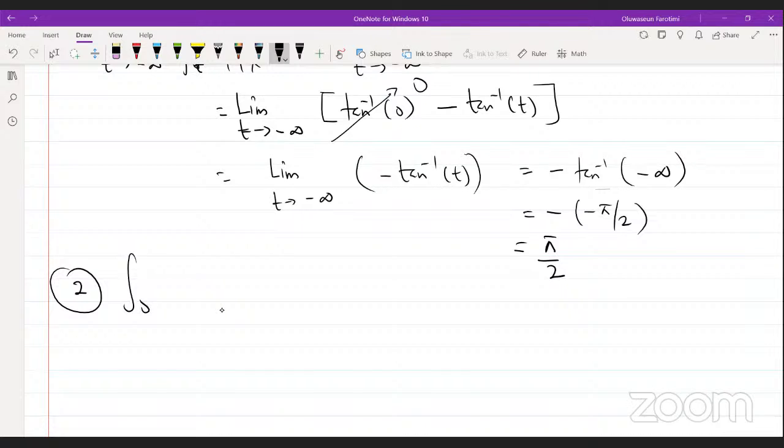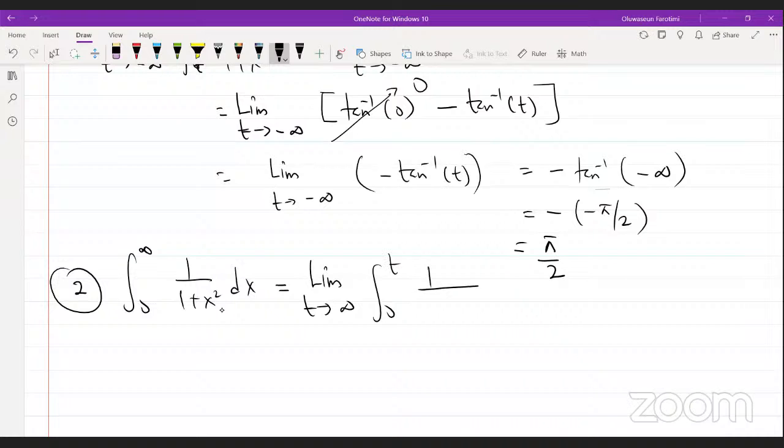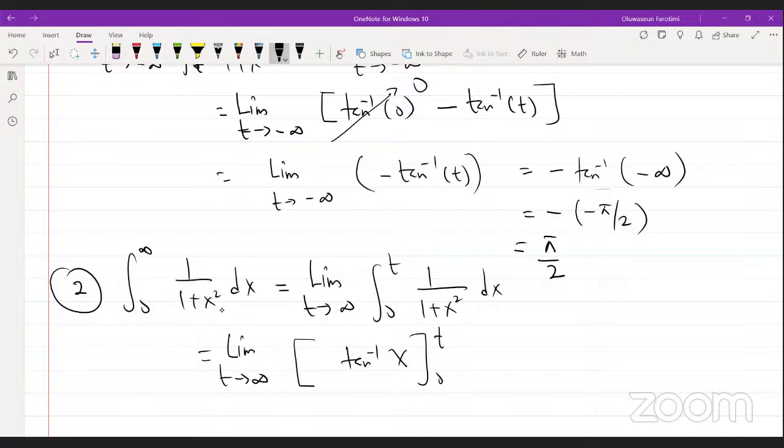So we have to take care of the other guy, which we call 2. And that was 0 to infinity, 1 over 1 plus x squared dx. We actually write this guy as the integral from 0 to t of 1 over 1 plus x squared dx. So we know this integral already. We only need to care about the bounds. And that was arctan of x, right? We're going from 0 to t right now.